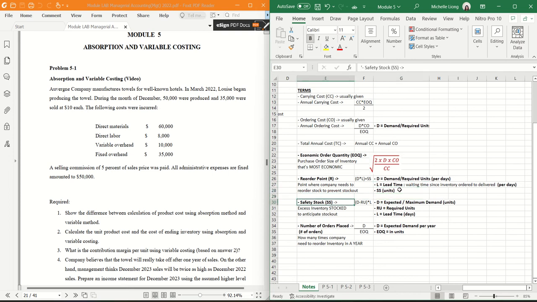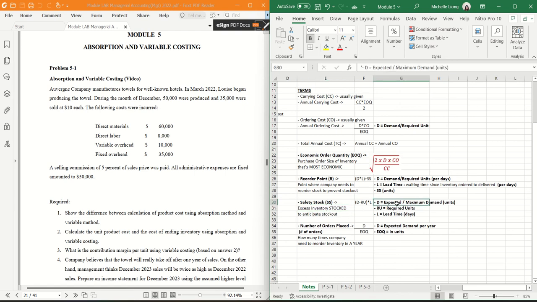The next one is safety stock or SS. It's D minus RU, or required units, times L. So safety stock is the excess inventory stock to anticipate stock out. So reorder point is where you have your minimum inventory, and safety stock is that minimum inventory, if that makes sense for you. So in order to not go below your safety stock, you need to reorder. And that is why we need to calculate the SS first so we can calculate the R.